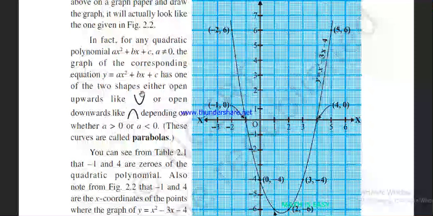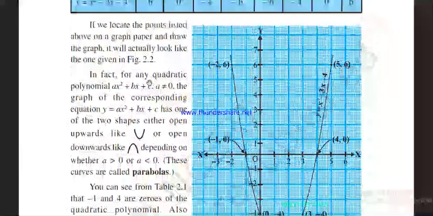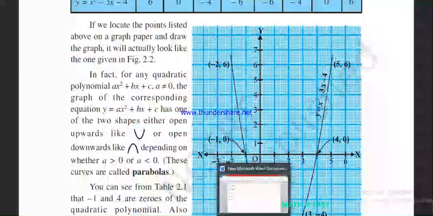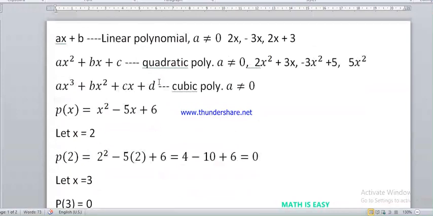So you have an upward parabola, this is an upward parabola, and this is a downward parabola, depending on the value of a. What is a? a is the coefficient of x square. That's what we discussed, right? The general form of a quadratic polynomial is ax square plus bx plus c. So here a is the coefficient of x square.